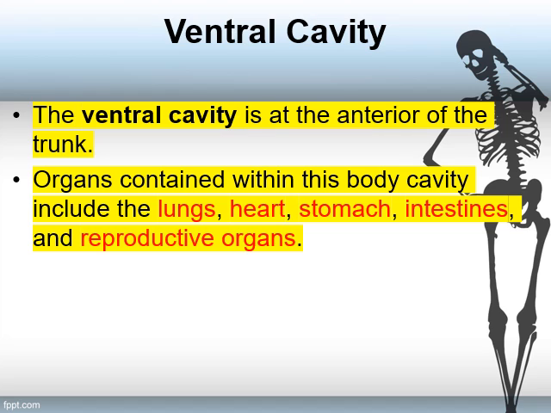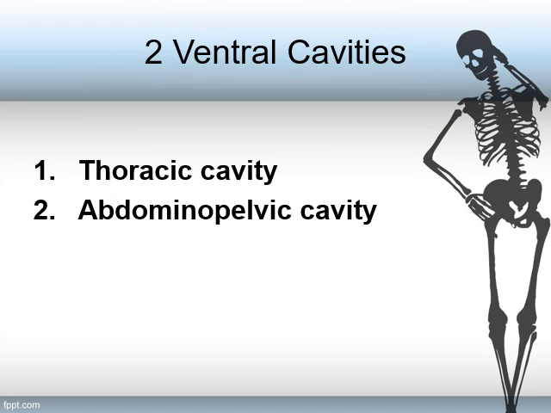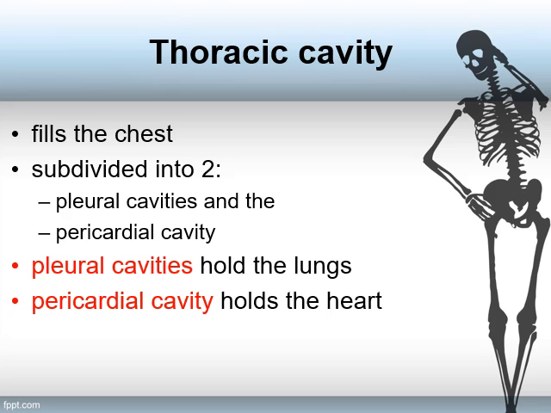So, for the ventral cavity, again, it is the anterior or front part of the trunk or the body. It protects and houses the lungs, the heart, the stomach, intestines, as well as the reproductive organs. So there are two ventral cavities as mentioned based on sa picture na pinakita ko a while ago. So we have thoracic and abdominopelvic cavity. So sa thoracic cavity, it fills the chest or the thoracic part of the body.